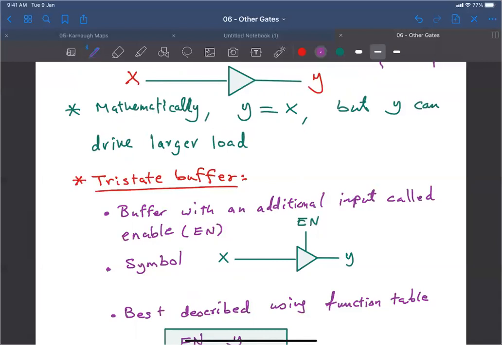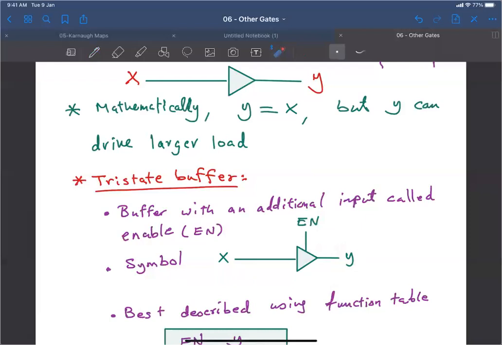So this tri-state buffer here, we can connect X to Y, so Y can have a 0 or a 1 depending on X. So these are two states. The third state is when enable is 0. When enable is 0, it will disconnect X from Y, and the net Y will become floating. So it's a high impedance node, it's in high impedance state.